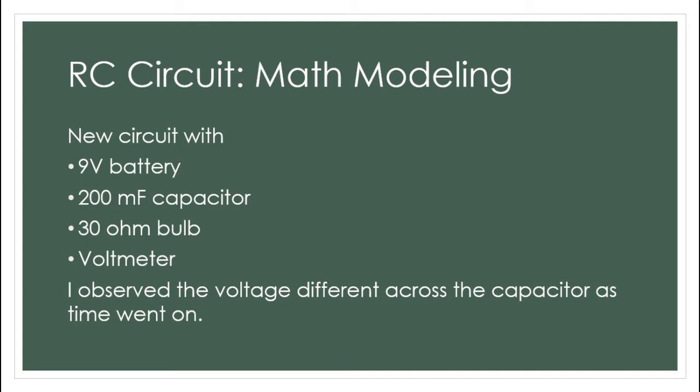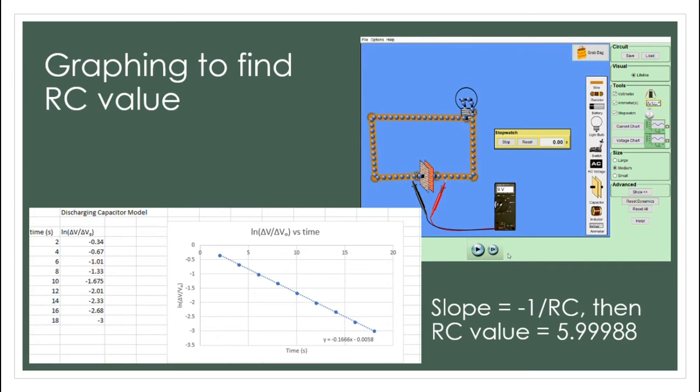So now we're modeling an RC circuit with math. And so we created a new circuit with a 9 volt battery, a 200 millifarad capacitor, a 30 ohm bulb, and a voltmeter. And what happened was we wanted to observe the voltage difference across the capacitor as time increased. So you can see here, we have our circuit and the voltmeter placed across the capacitor. And as you can see on the Excel spreadsheet right here, I went in 2-second increments up to 20 seconds.